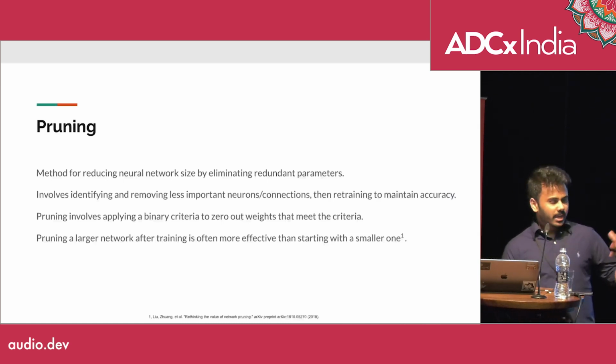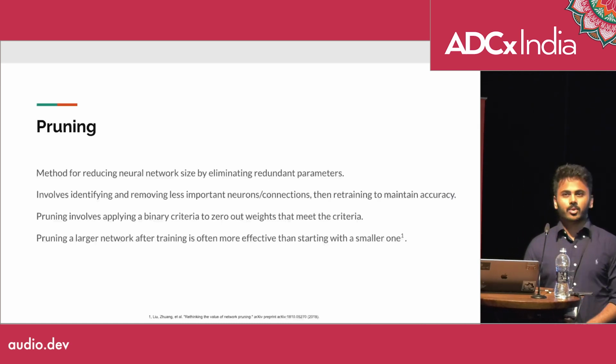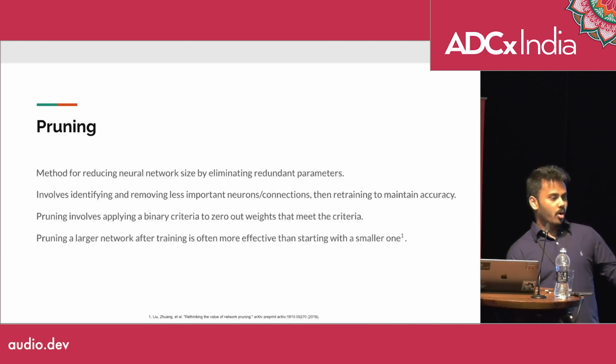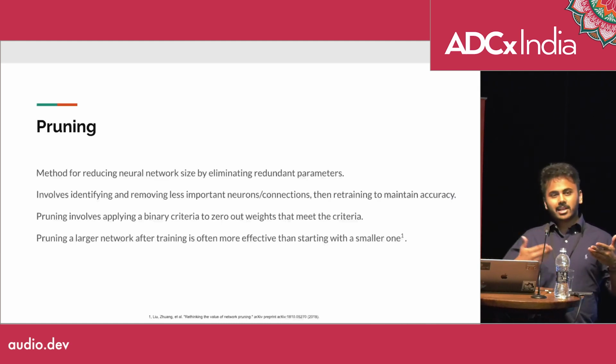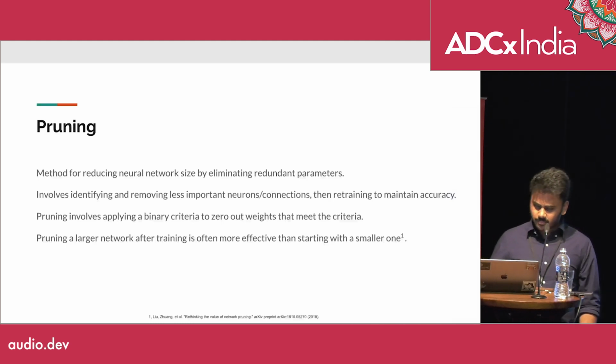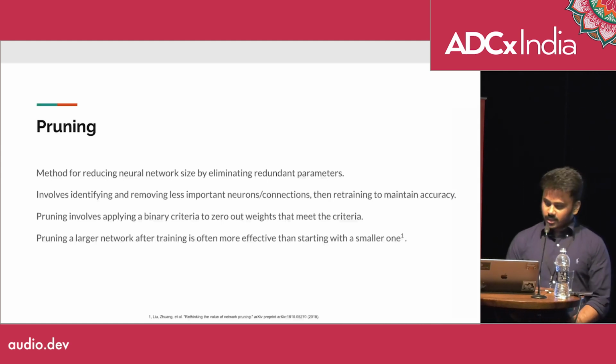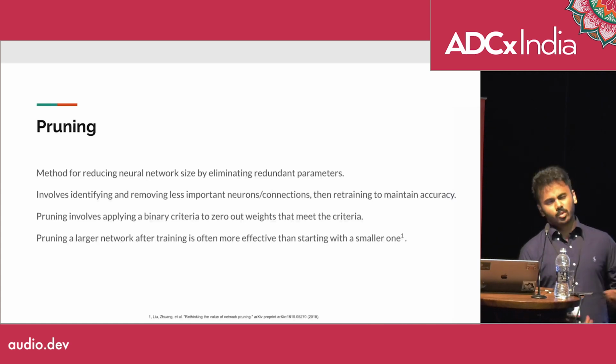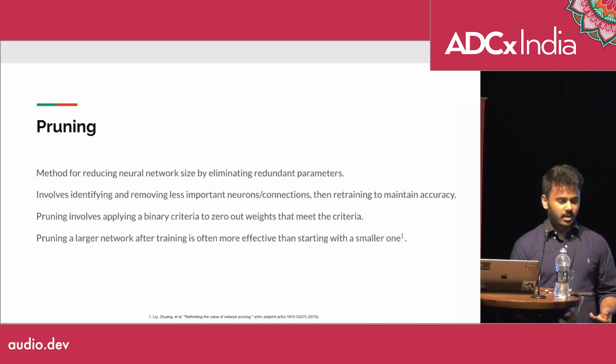Also, for example, in implementation in PyTorch, you have a mask for the model. It'll have zeros and ones, and then you apply the mask on the model so that you know which weights to keep and which weights to discard. And then pruning larger networks after training is more effective than starting with a smaller model and then training.